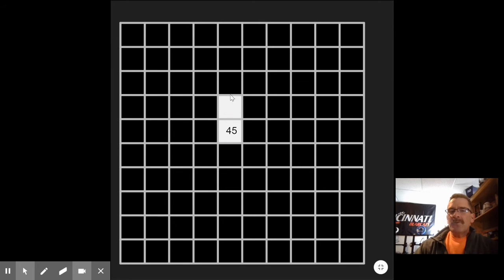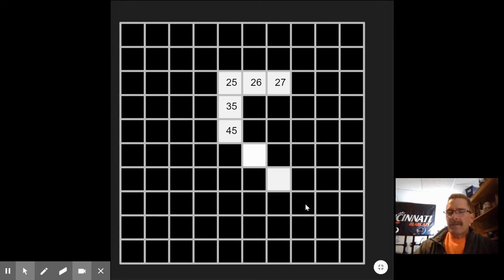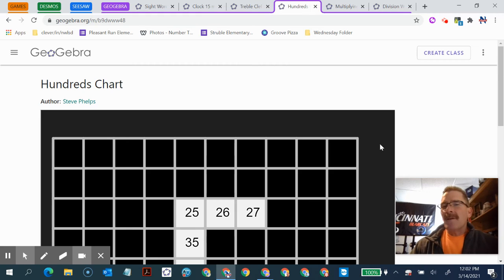And what you can do is you can do some kind of relational thinking. What number is this one here? Or what are all those numbers? Well, this one's got to be 35. That one's got to be 25, and that's 26 and 27. If that's 45, what is that number? Or what is that number? Or what is that number? And so you can get kids to think about how numbers on the hundreds charts are related to each other. If you'd like to mess with that, let me know. I can help you with this.